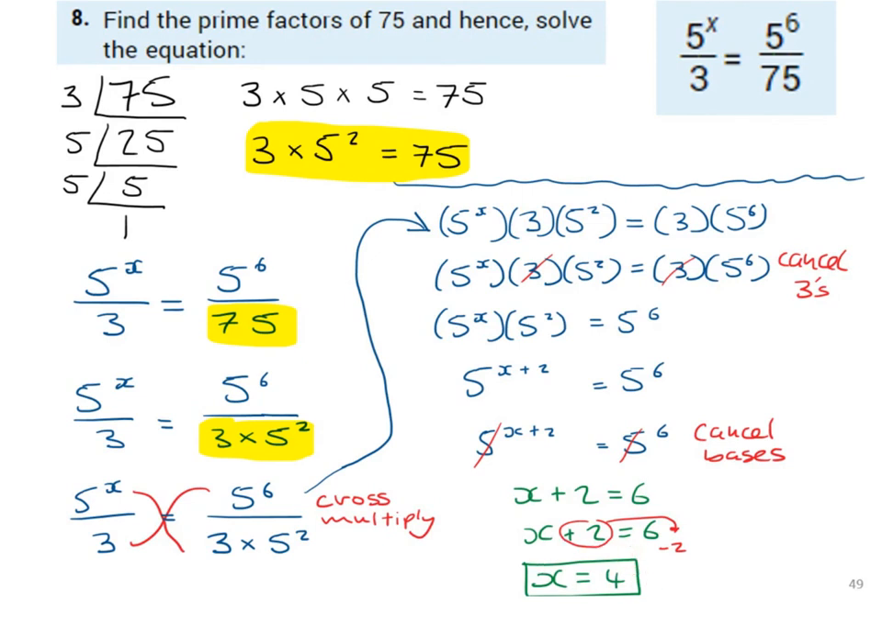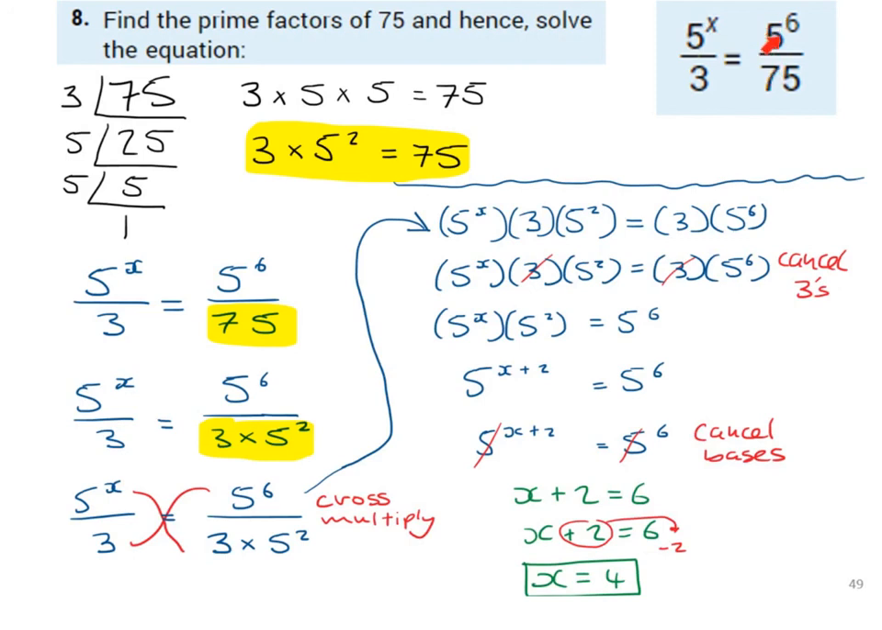If you want to check if you're right, you can sub in here the x is 4, so 5 to the power of 4 divided by 3. And that should be equal to 5 to the power of 6 over 75. So put that into your calculator, 5 to the power of x over 3. So that's going to be 5 to the power of 4 over 3, because remember we got x equal to 4. So putting it into the calculator, you get 625 over 3.